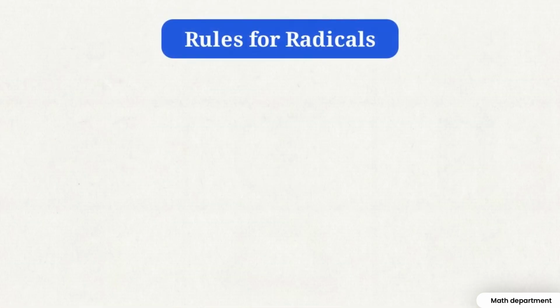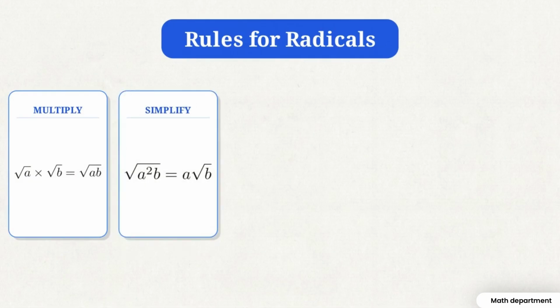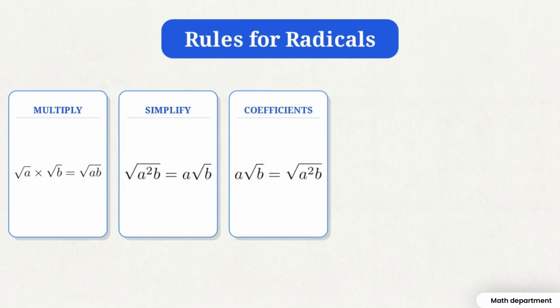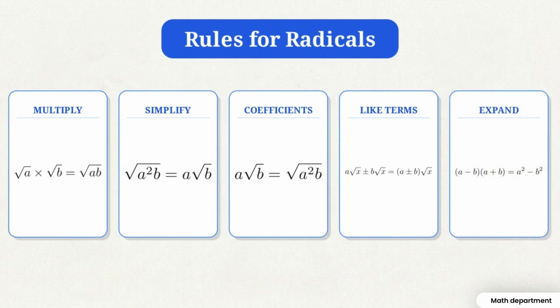Let's review. You can multiply numbers under the same root. You can simplify large roots by factoring out perfect squares and cubes. You can bring coefficients inside by applying the power. You can only add or subtract like terms. And you can expand binomials using standard algebra.